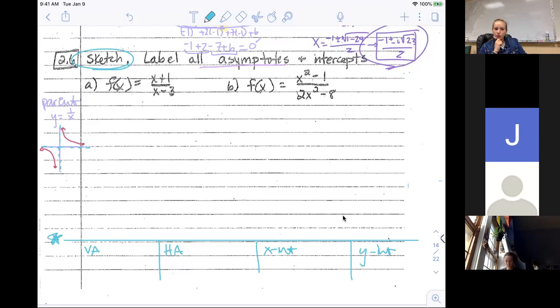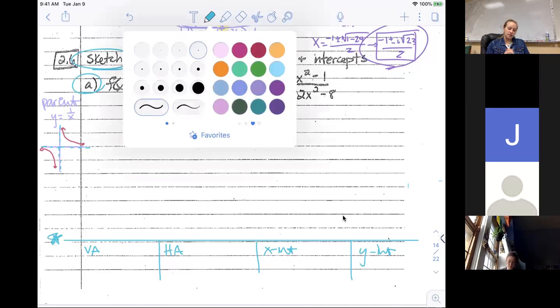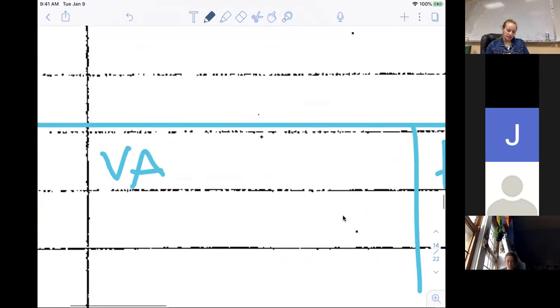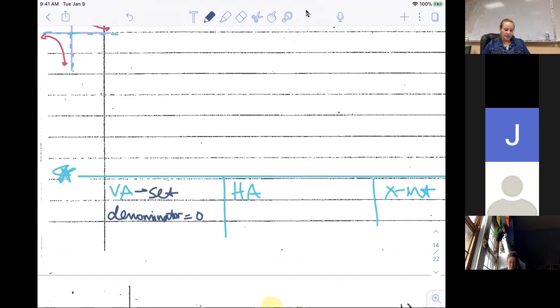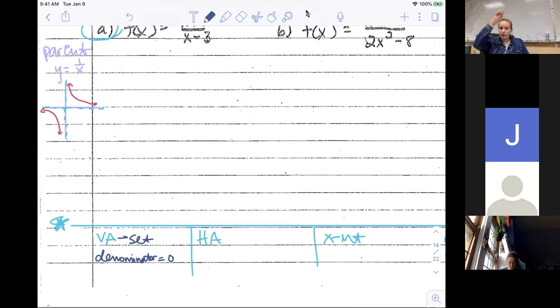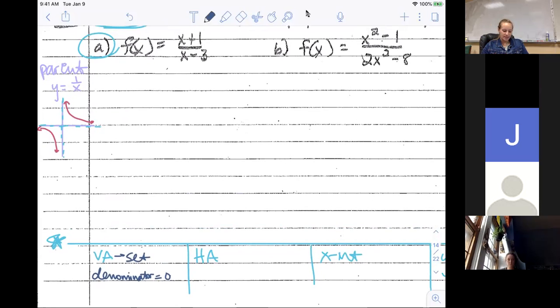As I tell you what each one is, we're going to use example A as our walk-through to solve it. So the first thing we're doing is the vertical asymptote. To do my vertical asymptote, we have to set my denominator equal to 0, and that tells me my vertical asymptote. Once we sketch, we'll talk more about what asymptotes look like. So I'm going to go up to the top now and set my denominator equal to 0 to find my vertical asymptote.